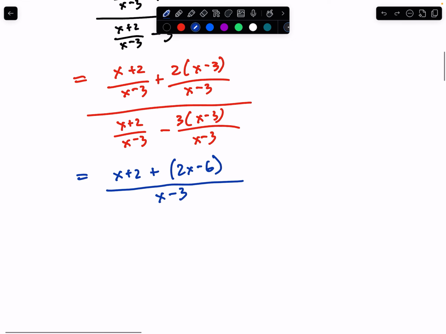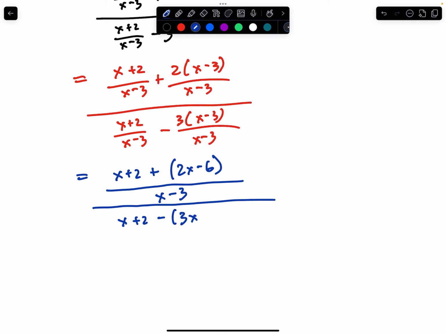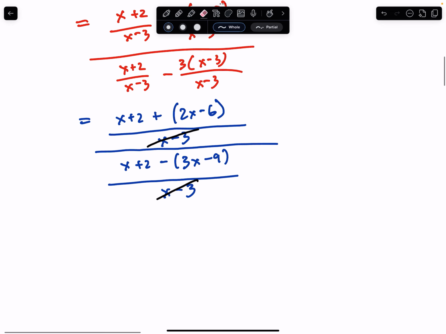Okay, now focusing on the bottom part, this part. This is all over X plus 2 minus 3X minus 9. And again, that's over X minus 3. But once more, just like before, see those guys cancel each other out, yeah? So that's nice. That leaves me with X plus 2X is 3X. And I have the 2 minus 6, that's going to be minus 4.